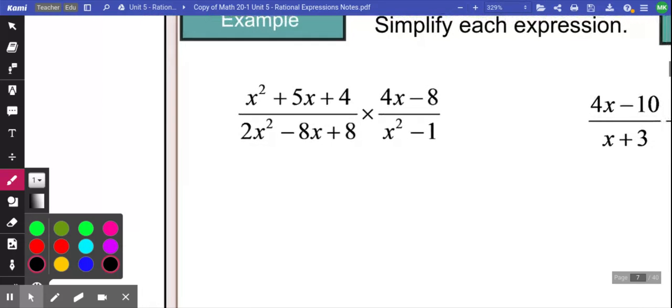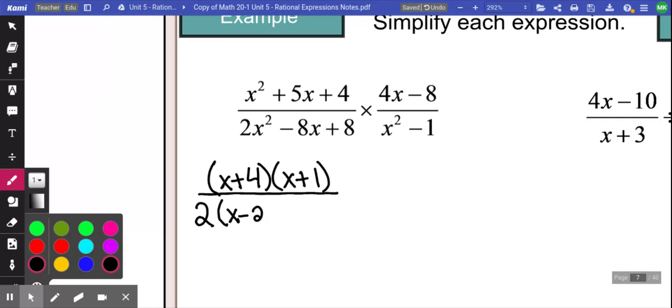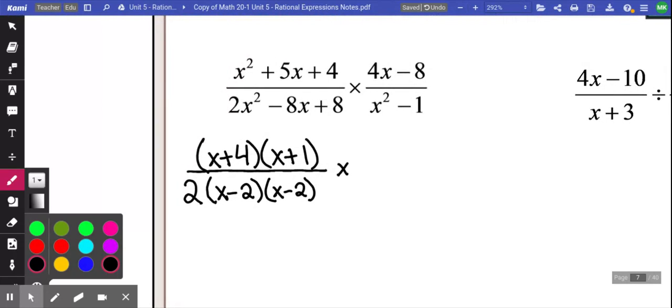This top one will factor to be x plus 4, x plus 1. The second one below has a GCF of 2, so you need to take the GCF out. Then you need to factor it with the diamond method to get x minus 2, x minus 2. Multiply by 4x minus 8, which has a GCF of 4, leaving you with x minus 2. The binomial underneath it is a difference of squares. I can square root it to become x minus 1, x plus 1.